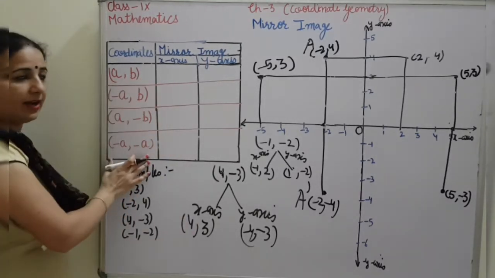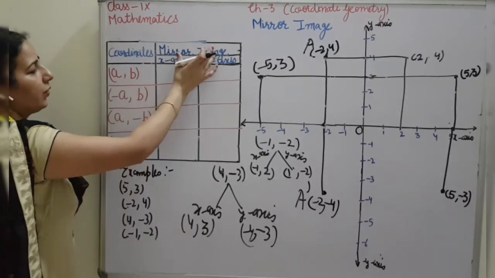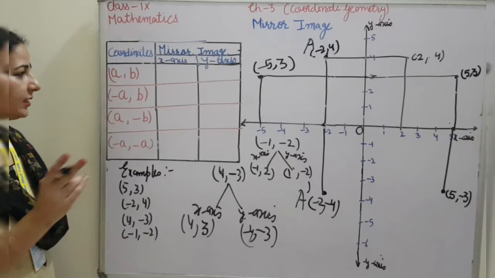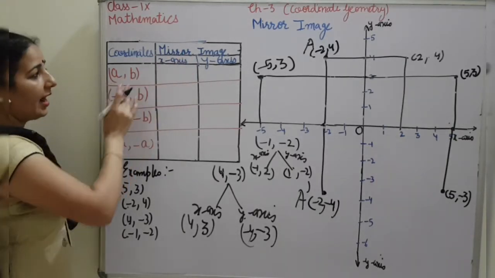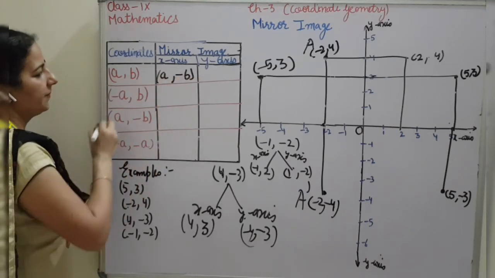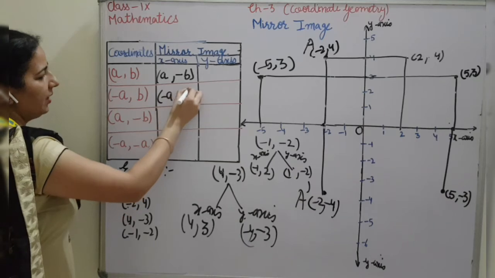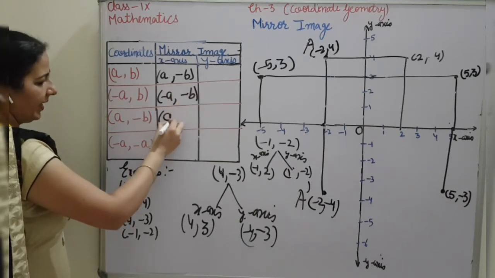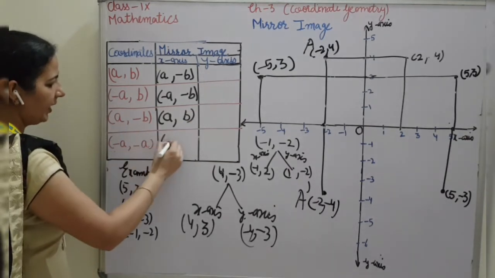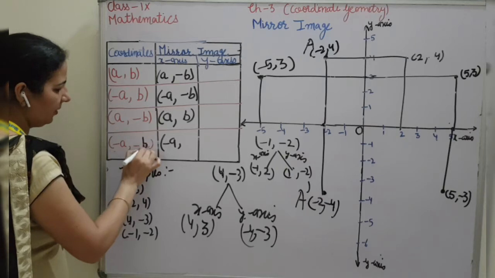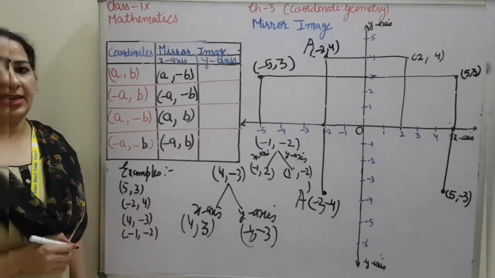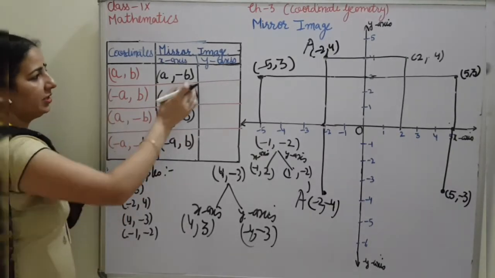So these are the general values. I have taken coordinates here and we have to calculate the mirror image. So I have divided the mirror image into two parts, x-axis and y-axis. So (a, b): regarding the x-axis, the x point will remain the same, y will be changed. X is a, and b becomes minus b; minus a, b becomes minus a, minus b. So the sign of y will be changed.